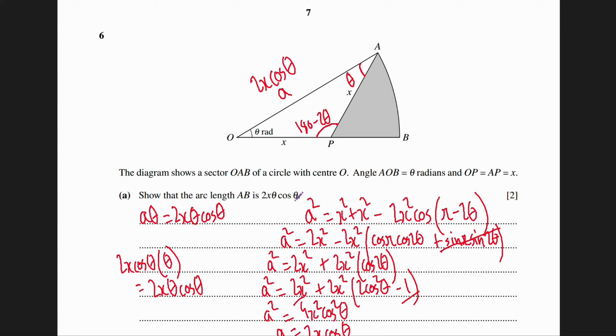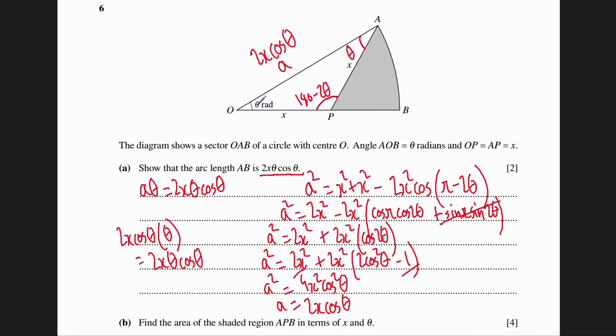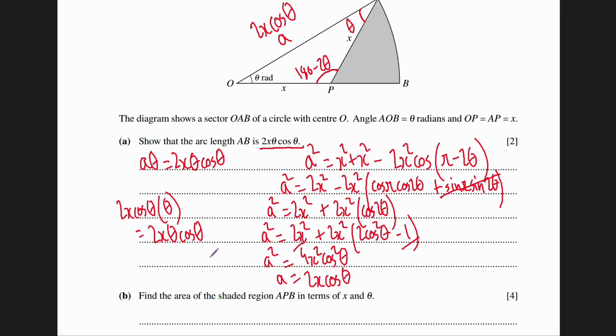So, let me write the line again. So, we're correct over there. This radius is 2x times cosine of theta. And when you multiply that by theta right here, which is the new formula for the perimeter of a sector, or at least the arc length of the sector, then we get 2x times theta cos theta.